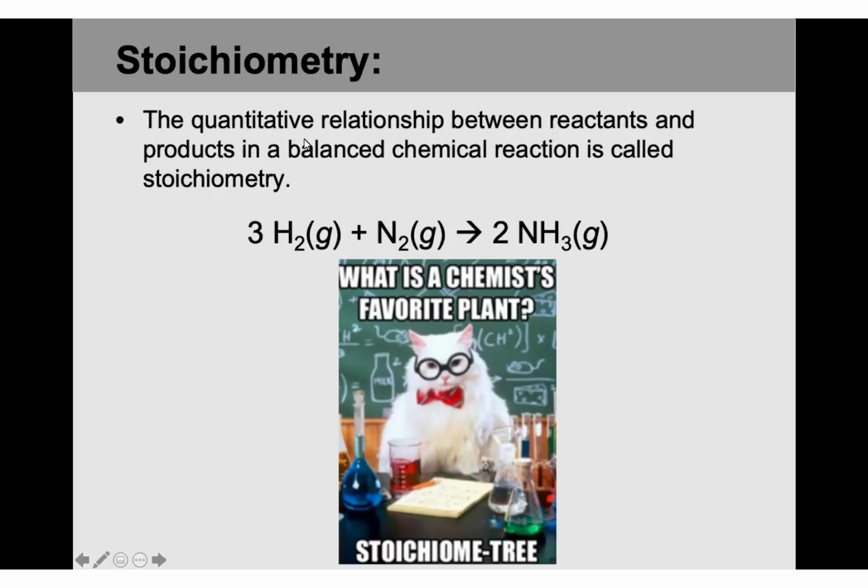So the definition of it is the quantitative relationship between reactants and products in a balanced chemical reaction. We need to connect these compounds to each other using coefficients. We know that the coefficients in front of each compound are the result of a balanced chemical reaction.